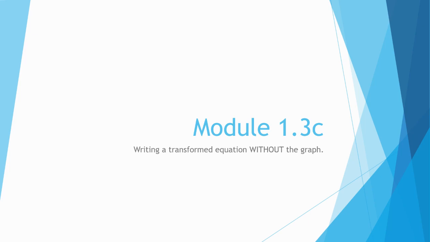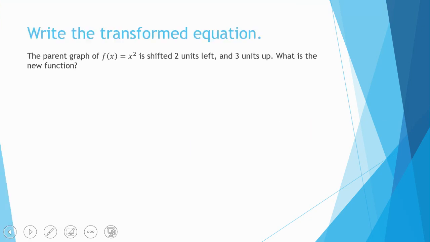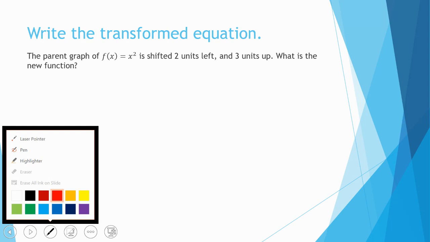Hey all, this is a continuation of Module 1.3. We're talking about transforming graphs. I wanted to take a little bit of time to talk about writing an equation when we don't have a graph. So we've been using a graph to write an equation. We have also talked about looking at an equation and using words to describe the transformation. Now we're going to be given the transformation and we're going to have to write the equation that shows that correctly. Well, let's look at this first one here.